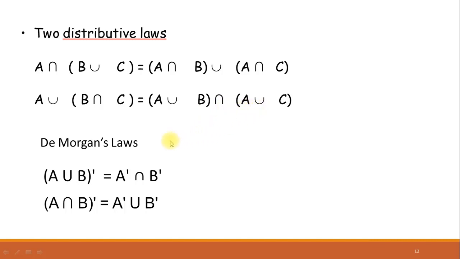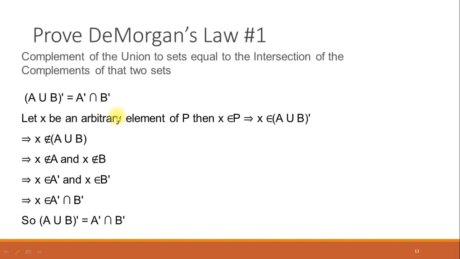Now the most popular laws called De Morgan laws. There are two De Morgan laws. First law is (A union B) whole complement is equal to A complement intersection B complement. And the second law is about intersection. (A intersection B) whole complement is equal to A complement union B complement. Now how to prove these two laws?